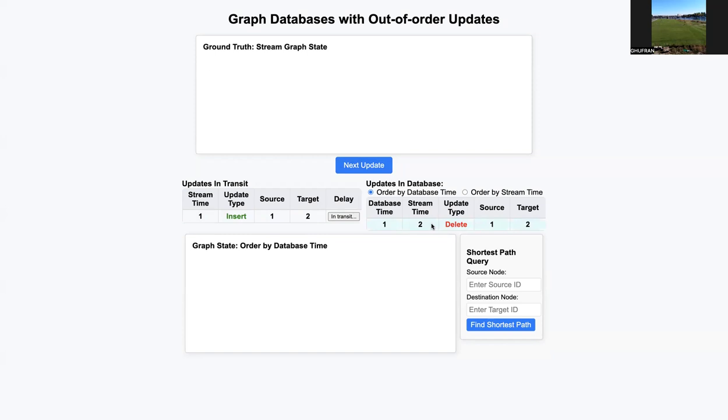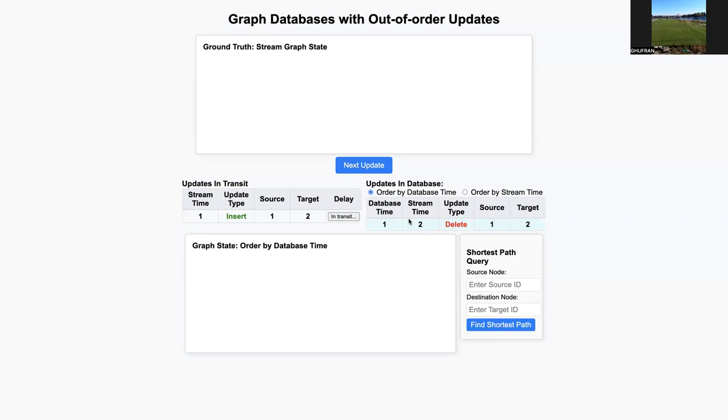The traditional graph database processes updates in the order they are received by the database, ordered by database time. It will check whether an edge from source vertex 1 to 2 exists. Not finding a corresponding insertion recorded in the database yet, a traditional graph database system would just ignore the deletion.